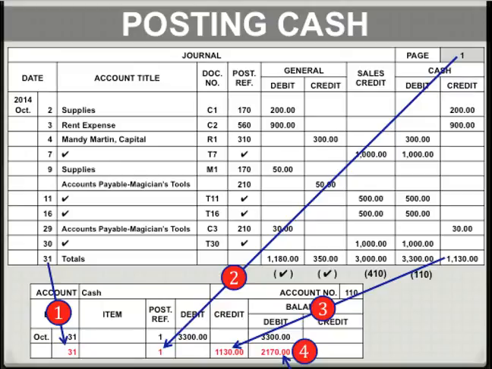First, find the difference between $3,300 and $1,130. The difference is $2,170. Because the debit of $3,300 is larger than the credit of $1,130, there will be a debit balance for the account. Fifth, in the journal, write the cash account number in parentheses below the cash credit column.